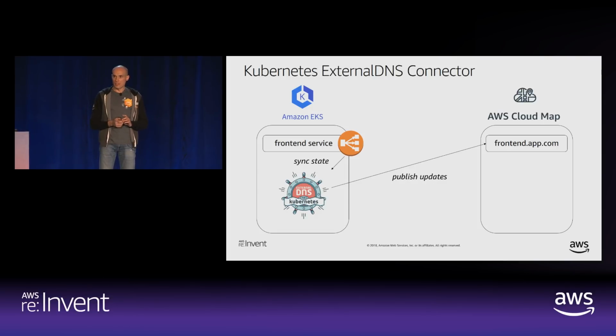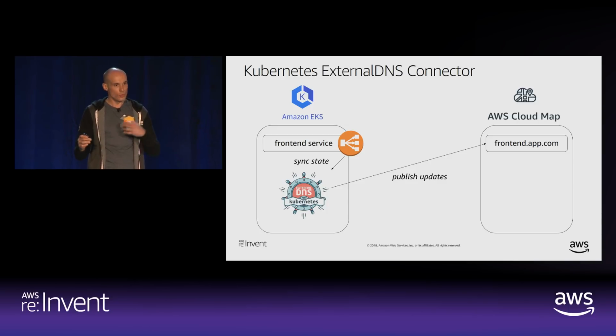You can use external DNS connector for Kubernetes. It's an open source project that we work with the open source community. Some amazing people helped us shape it out. Now you can use it with your EKS to propagate all the ingresses and service information to Cloud Map.